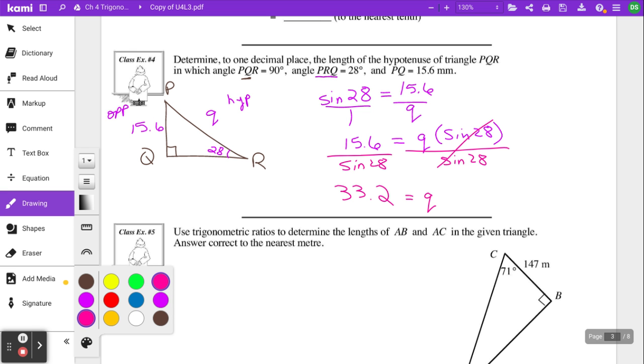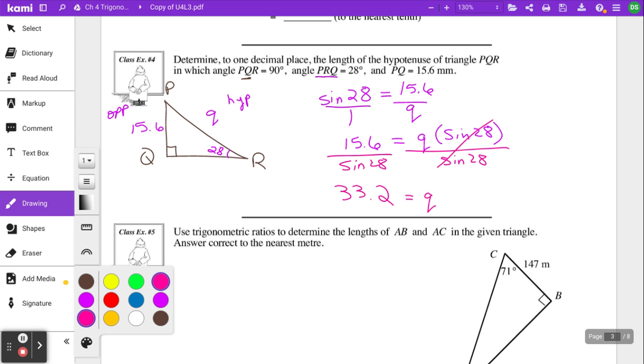So draw yourself a picture. Put your angles in where they go, put all the numbers in as best you can, and then say to yourself, what do I have? And what do I want? And that will help you determine which trig function to use. Does that make sense?